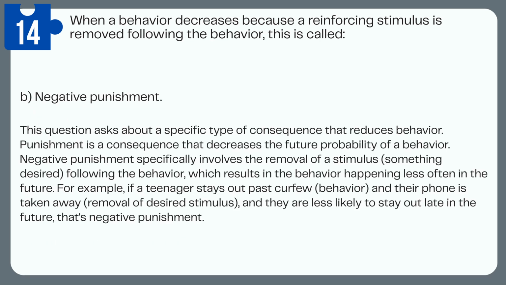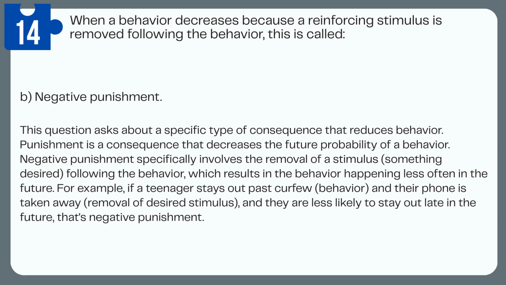Answer: B. Negative punishment. This question asks about a specific type of consequence that reduces behavior. Punishment is a consequence that decreases the future probability of a behavior. Negative punishment specifically involves the removal of a stimulus, something desired, following the behavior, which results in the behavior happening less often in the future.